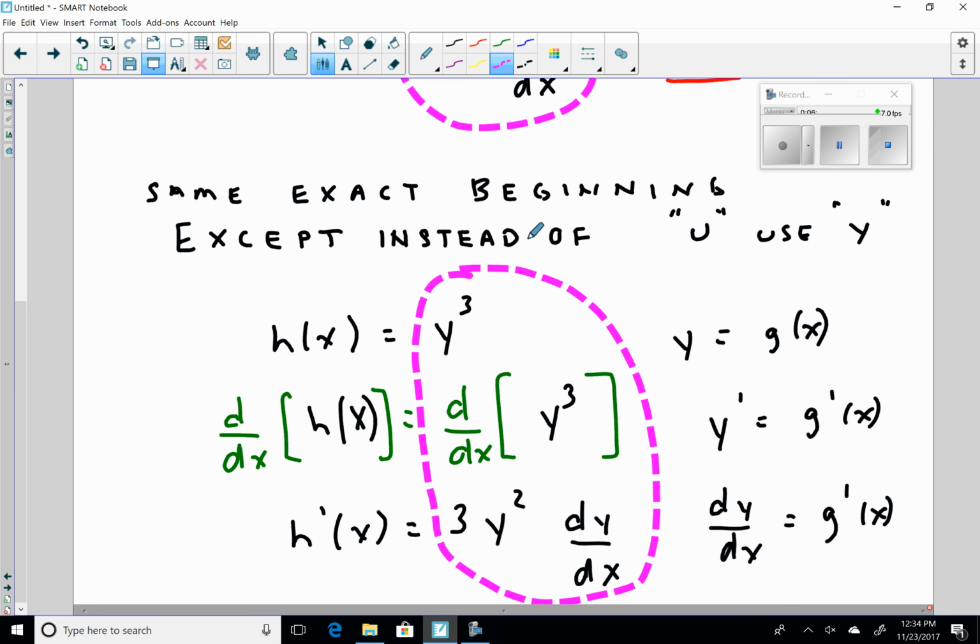Y cubed, I differentiated y cubed with respect to x, and the derivative of the outside of y cubed was 3y squared dy dx, because I had to differentiate the inside. What was the inside? The inside was y is equal to g of x. Y was this function of x, which it had to be because h of x is denoted as a function of x here. Y prime, g prime, dy dx is g prime.